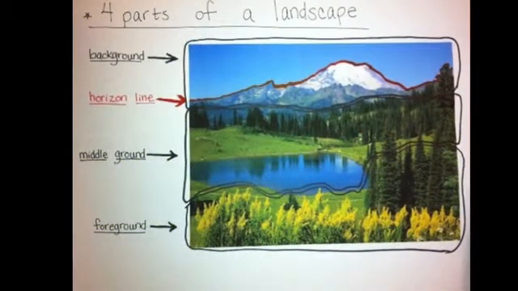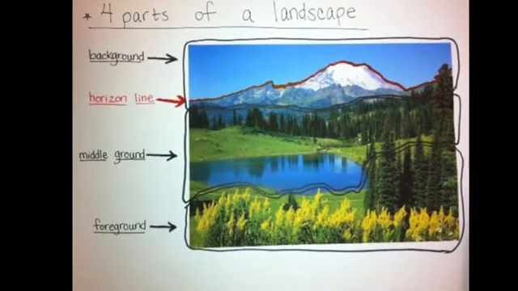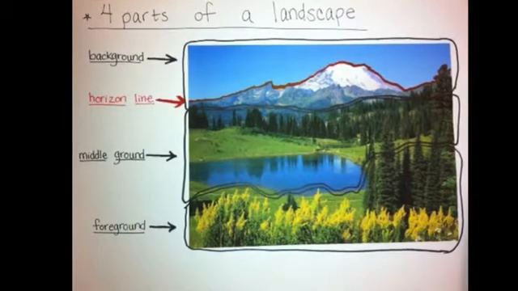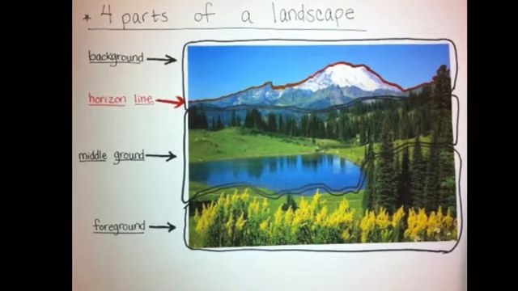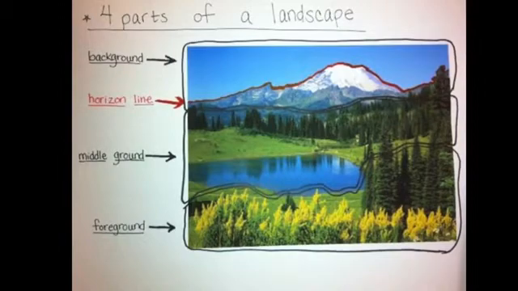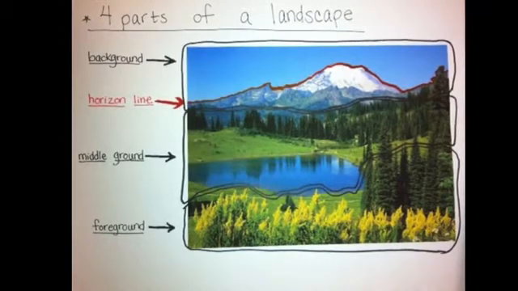All right, so you know foreground, middle ground, and background. You also might know what's in red. That is called the horizon line. The horizon line is where the sky meets the earth.